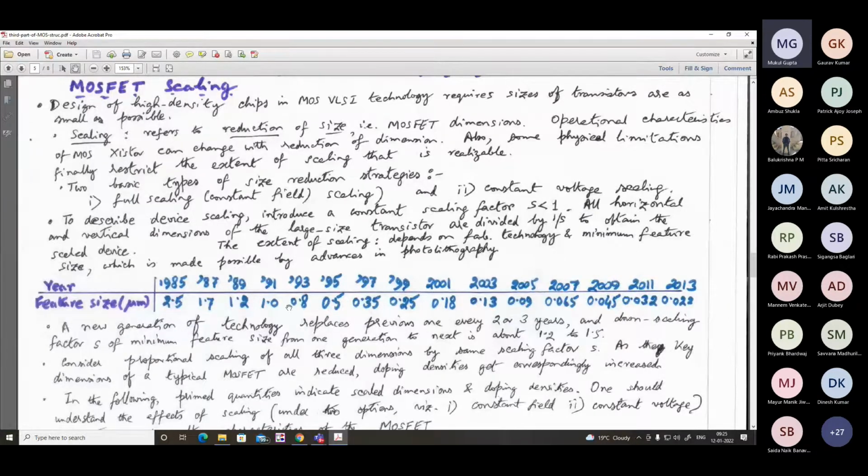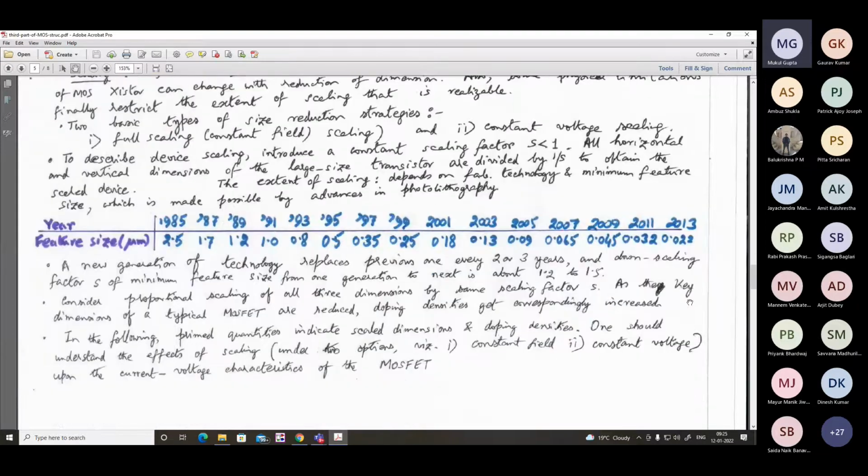Starting in 1985, say, feature size of 2.5 micrometer. Feature size means that we are talking about the channel length and channel width and so on. Currently, to 2013, this is also very old. Presently we are showing say 14 nanometer or 7 nanometer nowadays. A new generation of technology replaces the previous one every 2 or 3 years, and the downscaling factor of minimum size is about 1.2 to 1.5.